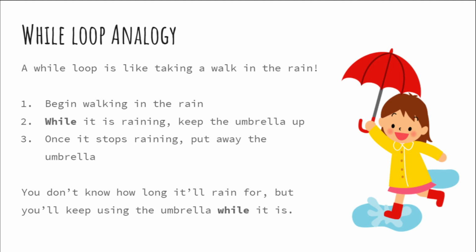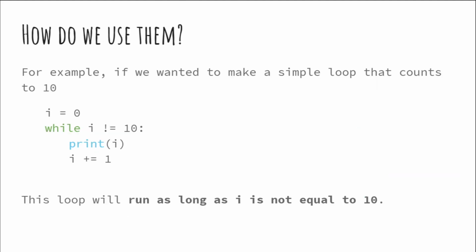And because we don't know how long it'll rain for, we can't use a for loop. We couldn't say for seconds in 1 to 1,000, right? We don't know that the rainstorm would end after 1,000 seconds. But we do know that we want to have our umbrella up as long as it's raining, and for that we would want something like a while loop. So we will continue onwards.